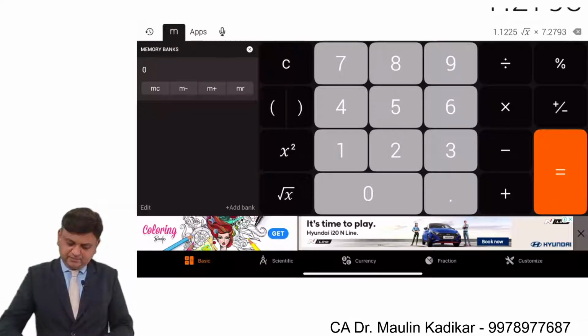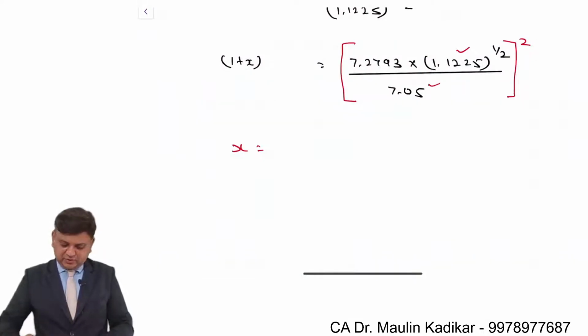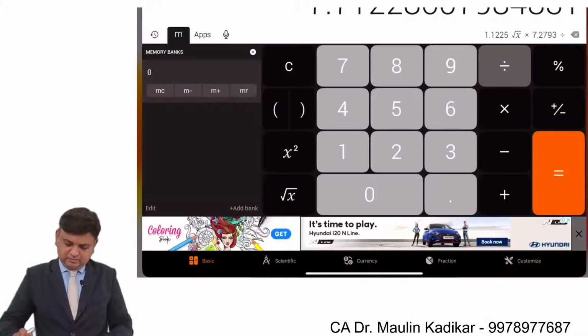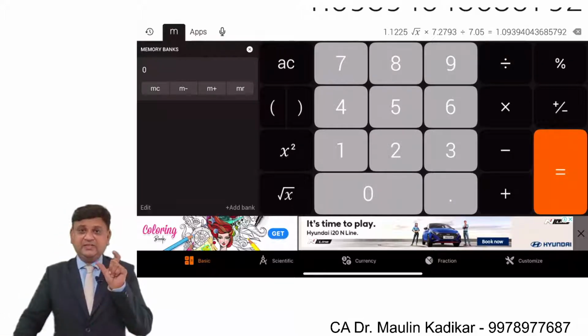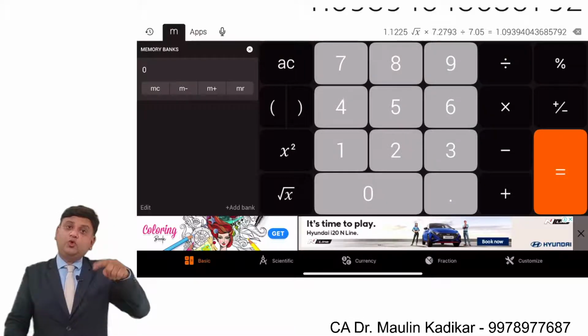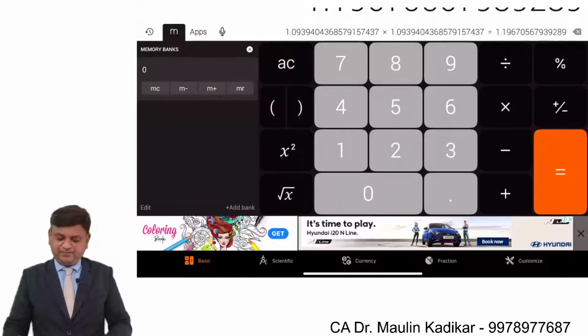7.2793 divided by 7.05. Now whatever answer we get, it is whole raised to 2. So you have to do into is equal to. So it comes to 1.1967.